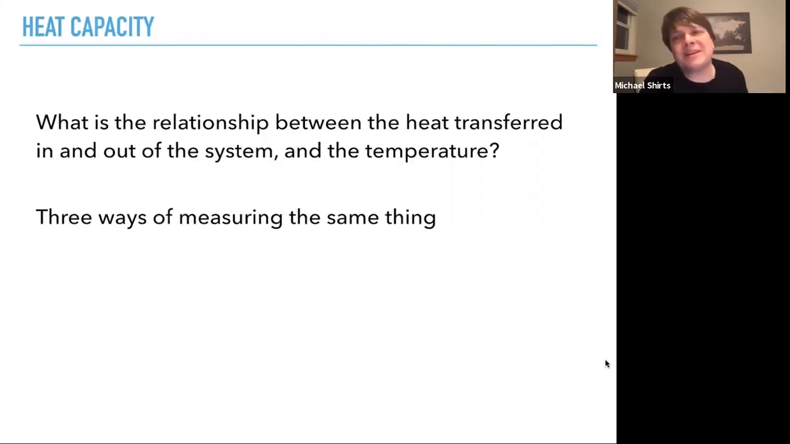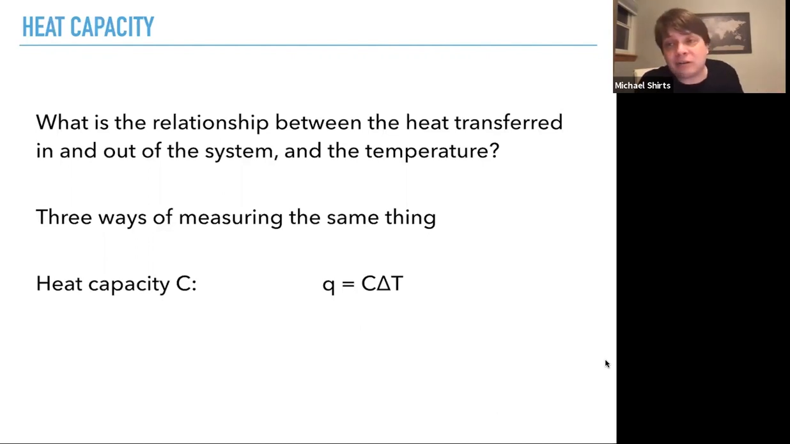There are three ways of measuring the same thing, and this can be sort of a pain. So you just have to be very careful when you are looking at your problem, either in a textbook or in real life, what information you're being given. So for the total heat capacity of the system, the heat absorbed is equal to the heat capacity times delta T. That's if you have the heat capacity for your entire calorimeter or your entire aluminum pan that's heating up.